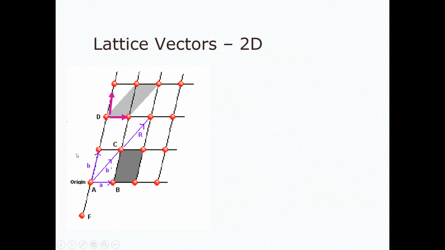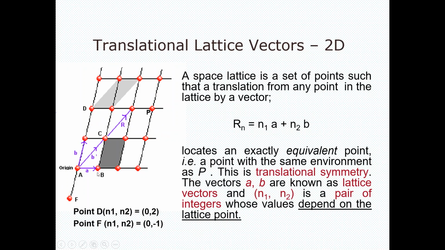I mean, this vector A and vector B, we call them the lattice vectors. And n1 and n2 in this equation are a pair of integers whose values depend upon the lattice point. So in order to understand the concept, the values of A and B and n1 and n2, here we have considered some points in this lattice.